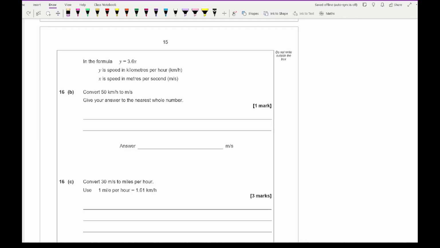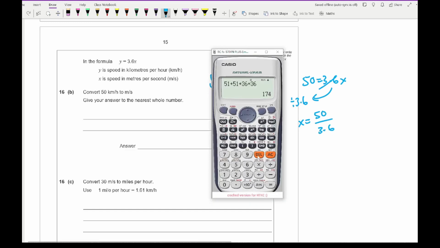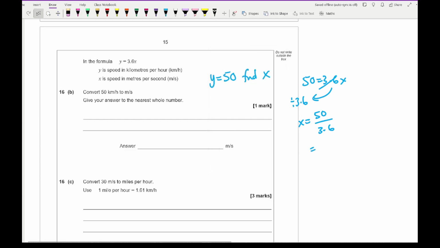So for this, what we've got is that y equals 50, and what we want to do is find x. So we've got 50 equals 3.6x. So if I divide by 3.6, I should end up with x, so x equals 50 divided by 3.6. If I get the calculator, do 50 divided by 3.6, I get an answer of 13.8 recurring, and if I round that to the nearest whole number, I get an answer of 14.